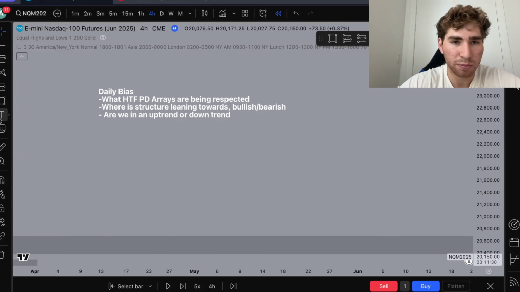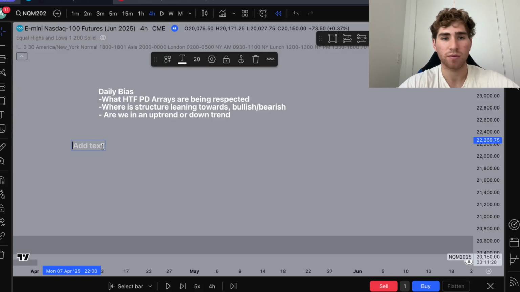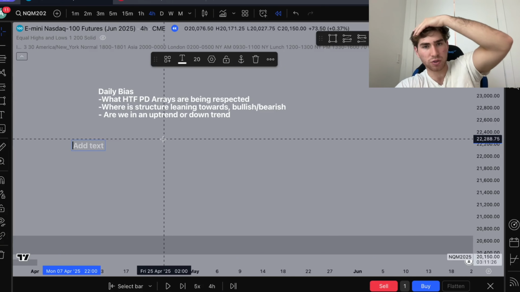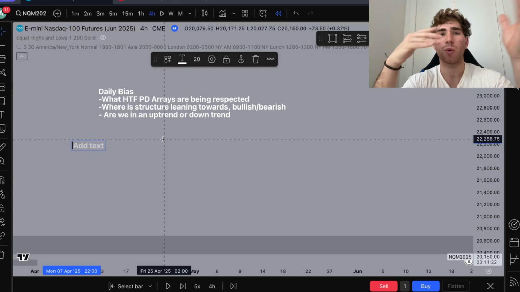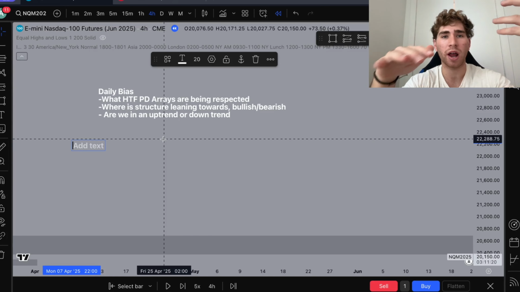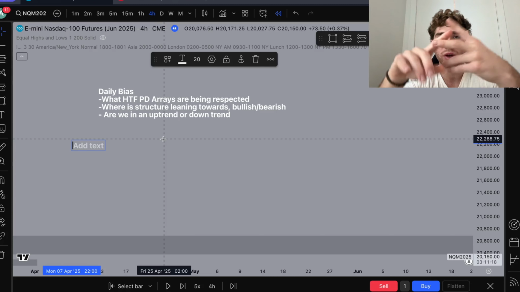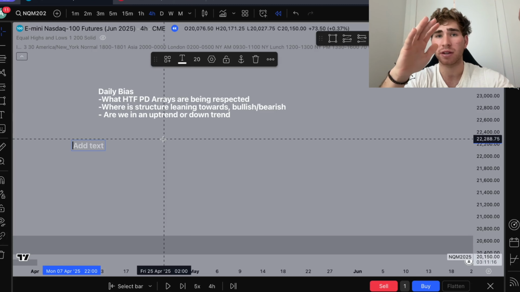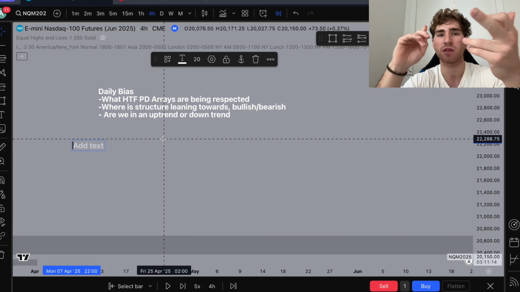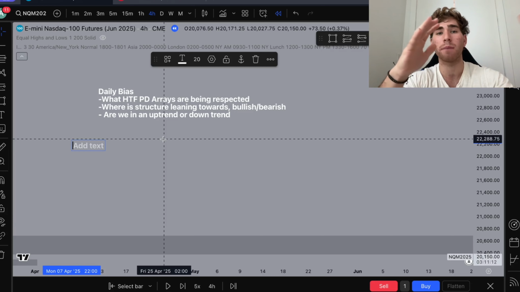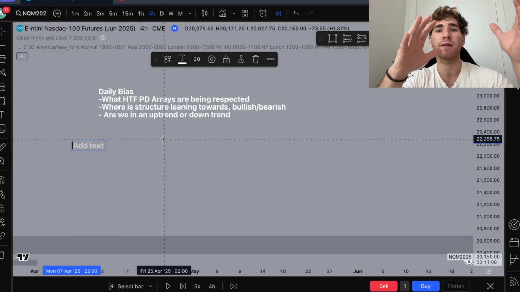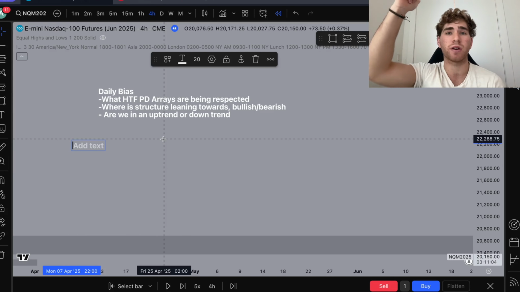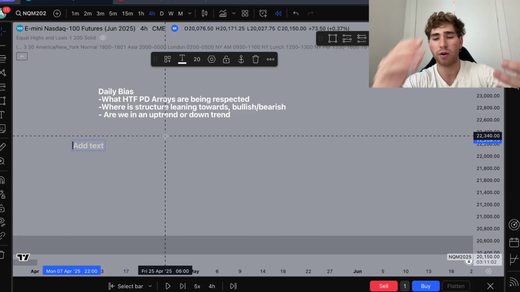You want to see price respect high time frame PD arrays and the overall structure of the market. So if we are in an uptrend, you want to see price respect bullish 1 hour, 4 hour order blocks, fair value gaps, CISDs, and disrespect bearish order blocks, CISDs, fair value gaps. If you are bearish, you want to see price respect bearish high time frame fair value gaps, order blocks, and disrespect high time frame bullish fair value gaps and order blocks. You guys get what I'm saying?